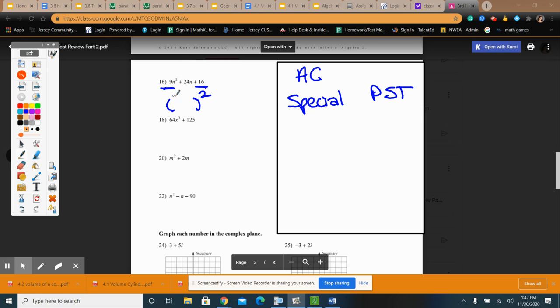So the square root of 9n squared is 3n. You keep the sign of the second term. Square root of 16 is 4. So it's 3n plus 4 quantity squared.